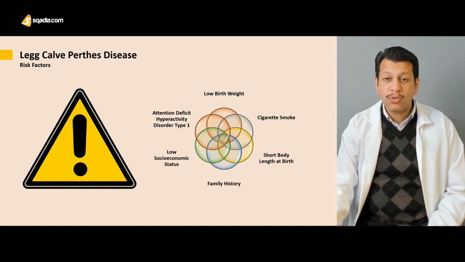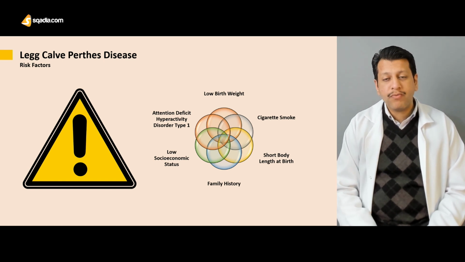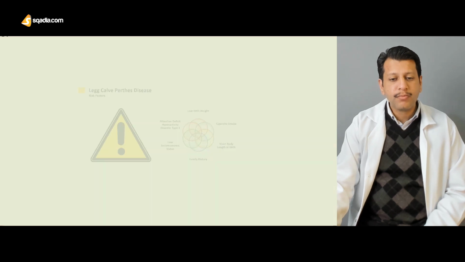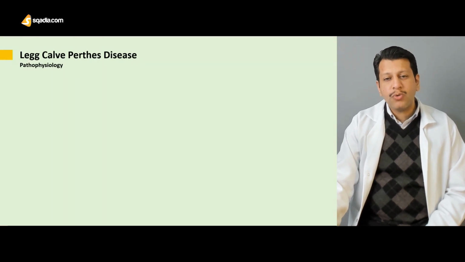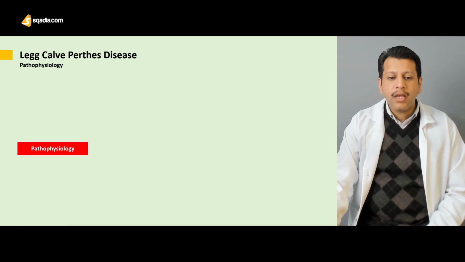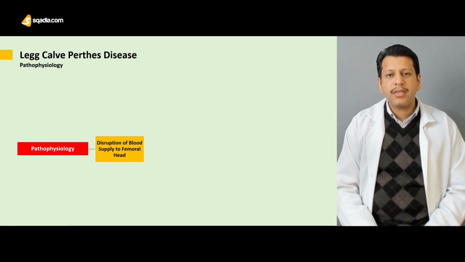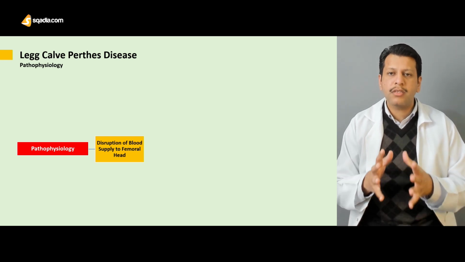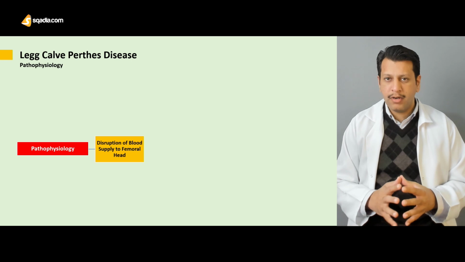ADHD has been linked with LCPD, although it's one of the rare causes, but it can be associated with Legg Calve Perthes disease. Now, pathophysiology. What actually happens in Legg Calve Perthes disease? The brunt of the problem is the disruption of blood supply to the femoral head.